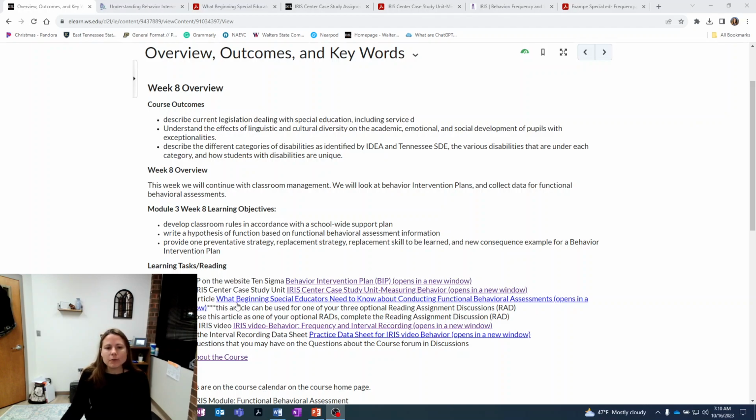So our objective, we really want to be able to look at what a school-wide support plan looks like, and how do we properly develop classroom rules that work with that. How do we write a hypothesis of function based on the assessment that we gather? And then how would I provide a preventative strategy, a replacement strategy, a new skill to be learned, and what would that consequence look like in that behavior intervention plan?